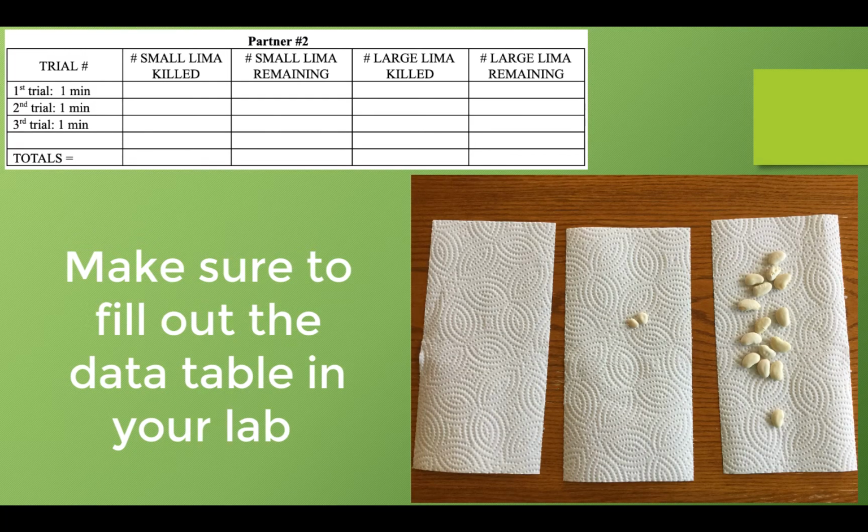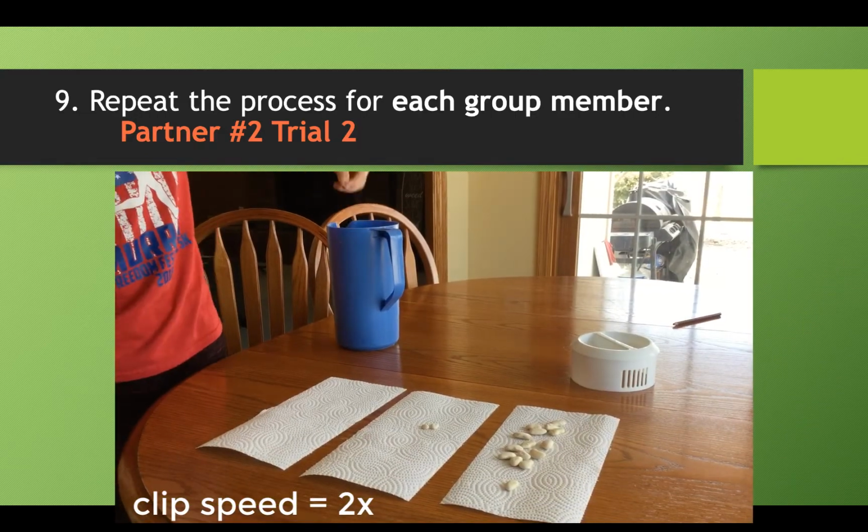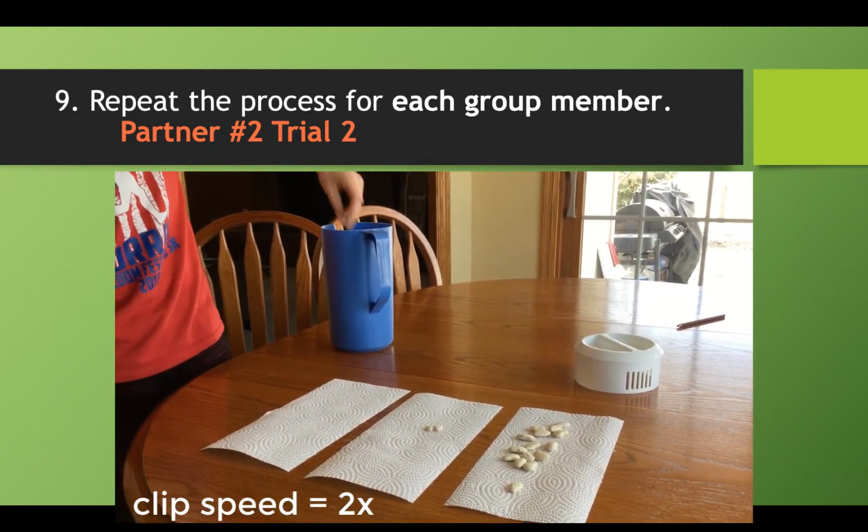After trial 1, here are the number of small and large lima beans that were removed from the habitat. They were killed by the predator. Make sure to fill out the first trial row of your data table here. Partner number 2 will now repeat the process again for 1 minute.